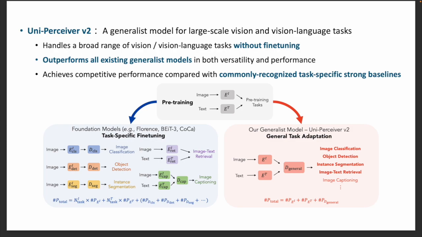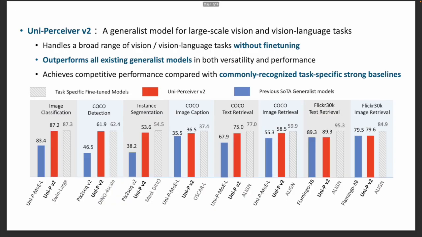Vision foundation models, such as BEiT-3 and CoCa, have shown a great potential of solving different tasks with a general model. However, they still need fine-tuning to be adapted to a specific task, which is costly. Different from the foundation models, Uni-Perceiver v2 aims to build a generalist model, which handles a broad range of vision and language tasks with exactly the same model and weights, without any fine-tuning.